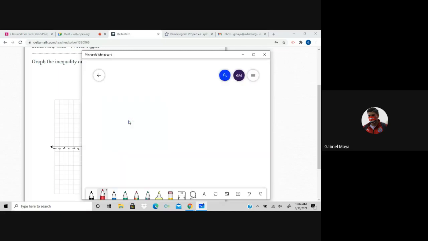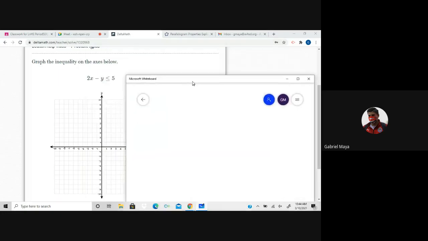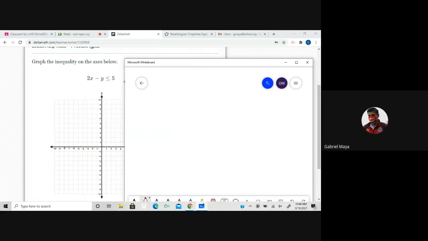Create a new whiteboard. Okay, so what does our equation say? Let's pick a red pen. So it says 2x minus y less than or equal to 5. So we want the y to be on its own. So we're going to subtract 2x from both sides. So now this cancels out. We've got negative y is less than or equal to 5 minus 2x.